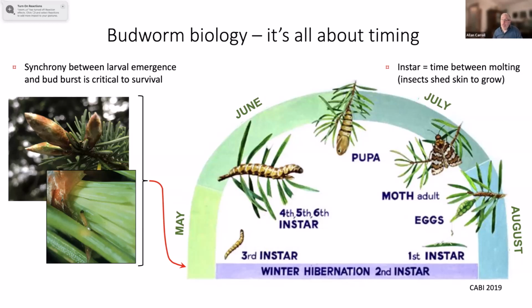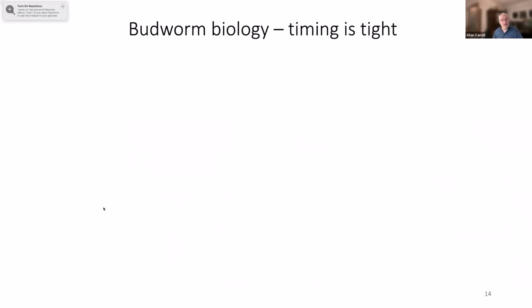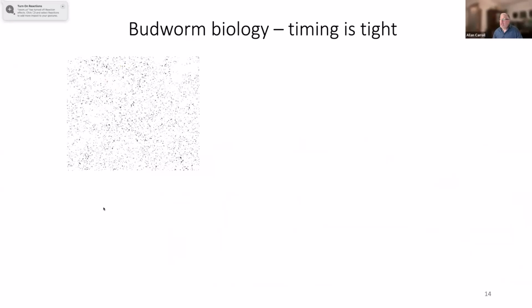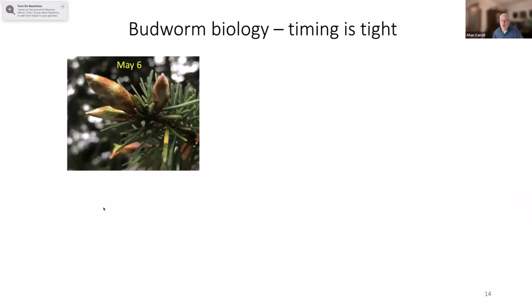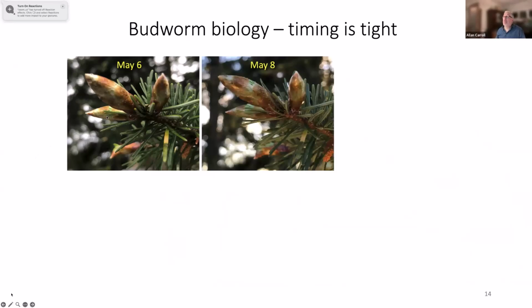But this is not just the only constraint, because the other constraint is that this timing has to be perfect to begin with. It has to be tight because buds develop very, very quickly. So I'm going to show you a sequence of developmental pictures, which interestingly enough, I took off my back deck here in Victoria during COVID, which was a wonderful opportunity to start looking at things with a greater detail than I had before. But you can see that this bud cluster on May the 6th is actually beginning to swell, and you can see the patches of green through the bud cap here.